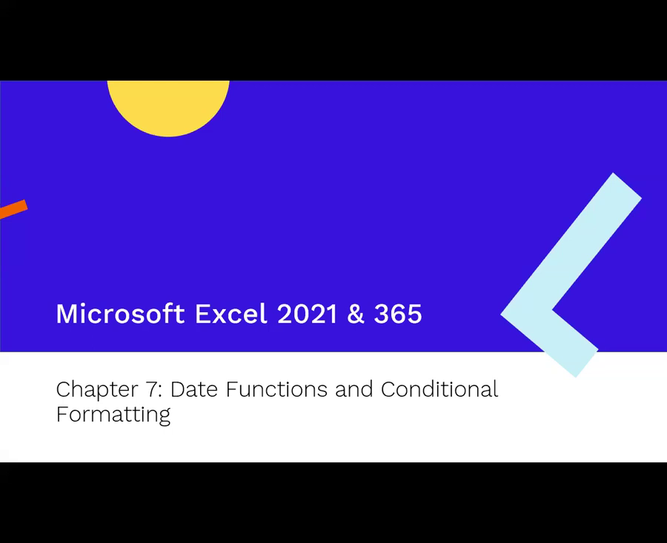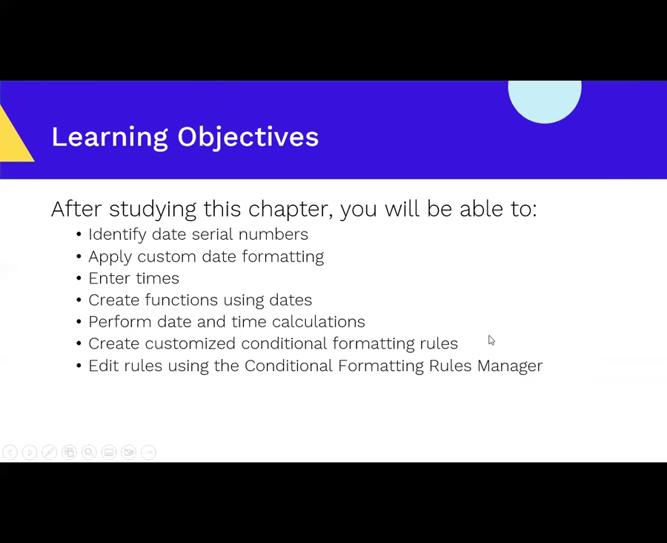Okay. Chapter 7, date functions and conditional formatting. So after studying this chapter, you will be able to identify date serial numbers, apply custom date formatting, enter times, create functions using dates, perform date and time calculations, create customized conditional formatting rules, edit rules using the conditional formatting rules manager.